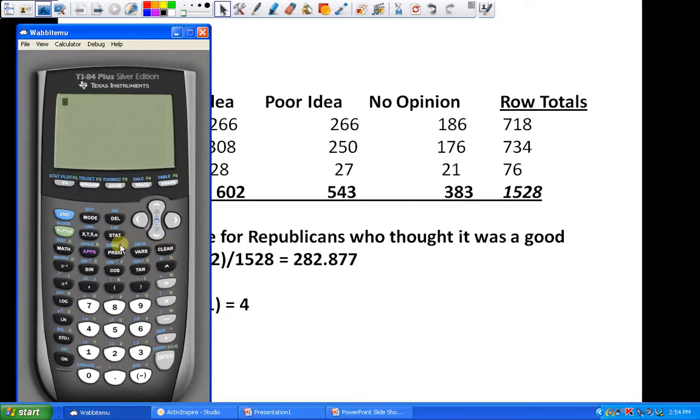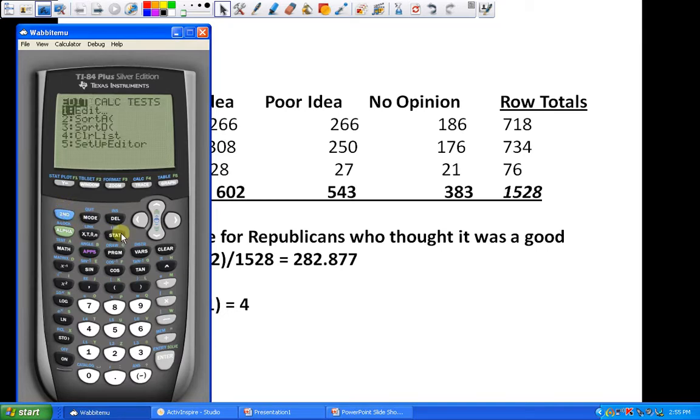So now we're going to go into second X inverse right here, which is the matrix category. And you can see here that in matrix A, I've put in the observed values. And in matrix B, I've put in the expected values. Okay, and they're rounded to 2 decimal places here. Notice 282.877 becomes 282.88. But I think that the calculator leaves some accuracy, it's just not showing it there.